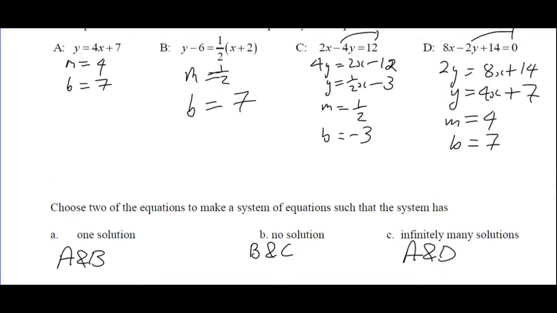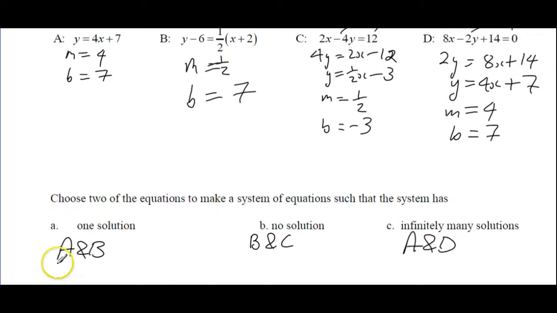Okay, so one solution. What else? We got A and B. It could have been A and C. Could have been C and A. We've got that. C and D. And it could have been B and D.